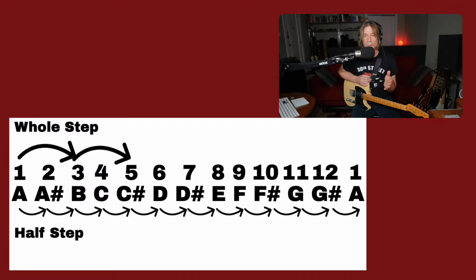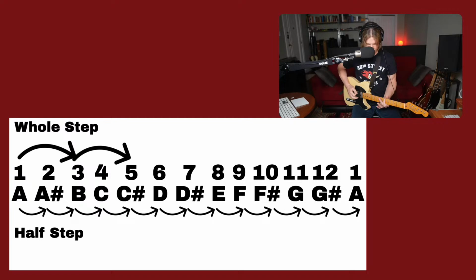So A sharp could be a B flat. The C sharp could be a D flat. The D sharp could be an E flat. The F sharp could be a G flat. The G sharp could be an A flat. All depends. They're all just chromatic notes going all the way up from A to A right there.